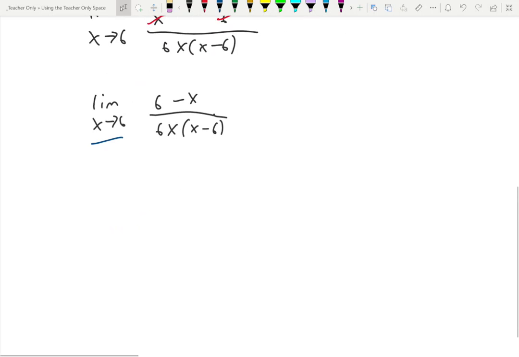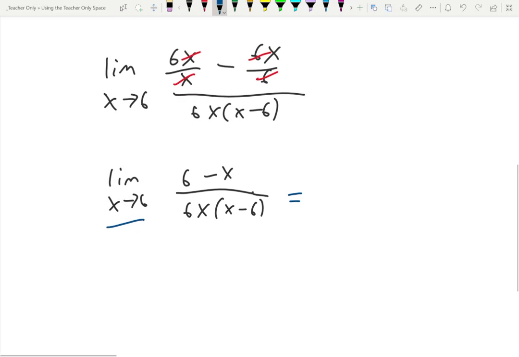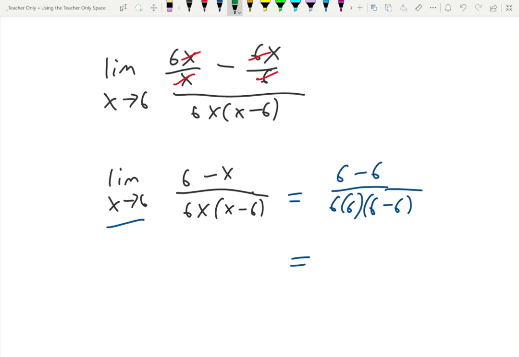When I sub in the 6 now, I'm going to get 6 minus 6 over 6 times 6 times 6 minus 6. And that's a whole bunch of 6's in the denominator, which I'm not a huge fan of. We want those to go away, but the moral of the story is we still have 0 over 0. So it's still indeterminate form. We need the factoring and division to occur.